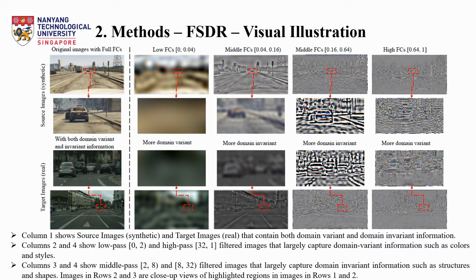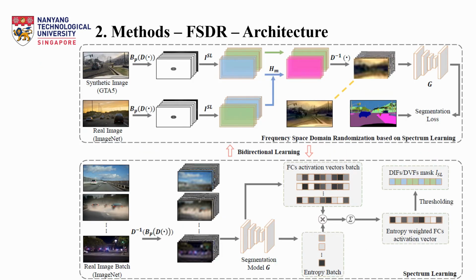The leftmost column shows the original image with full frequency components. Columns 2 to 5 show the decomposed representations. It can be observed that columns 3 and 4 largely capture domain-invariant information such as structures and shapes. Columns 2 and 4 largely capture domain-variant information such as colors and styles. The previous slide preliminarily verified the idea of FSDR.